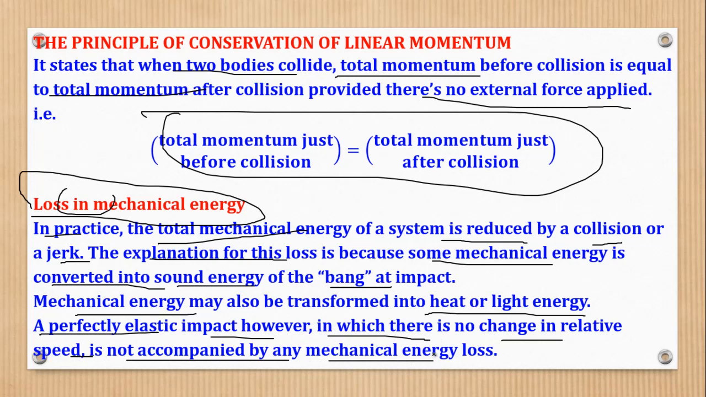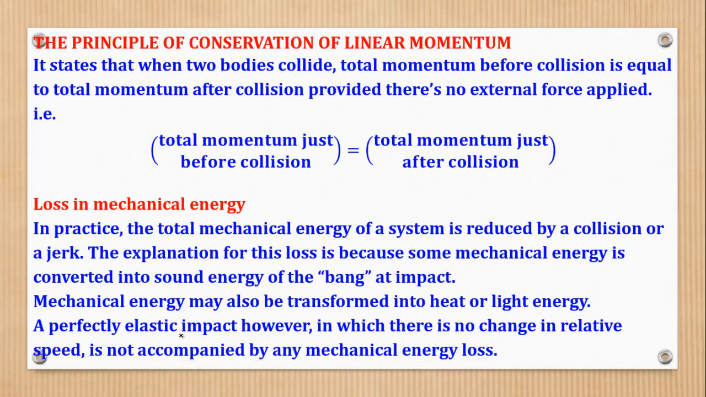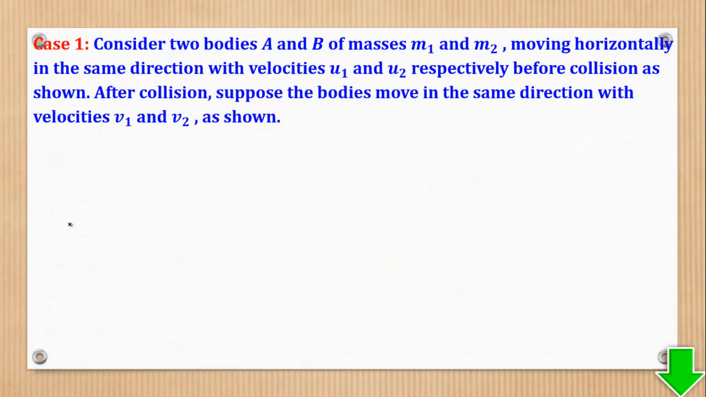So we have two kinds of collision: elastic collision and inelastic collision. When they talk about a perfectly elastic collision, it means that there is no loss in mechanical energy, implying that kinetic energy before collision is equal to kinetic energy after collision. Like I told you, there are two kinds of collision, elastic and inelastic, and we shall look at both cases.